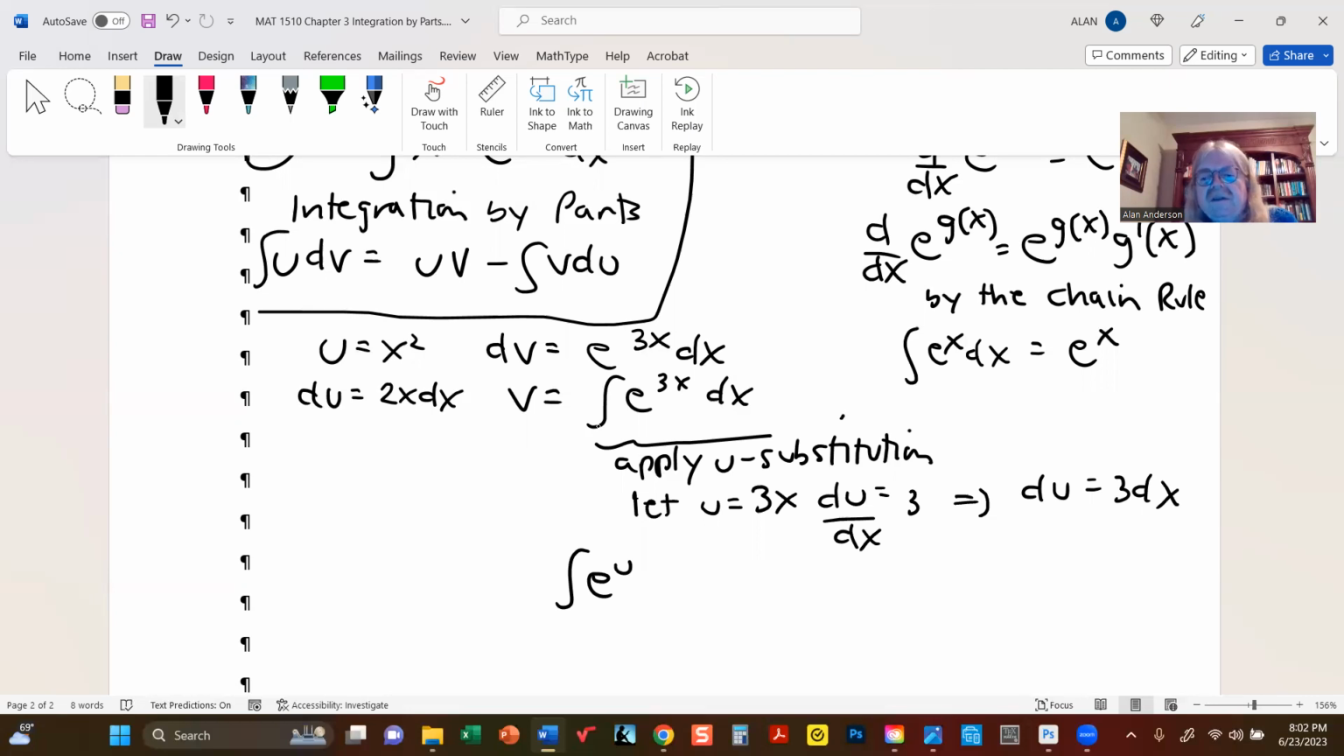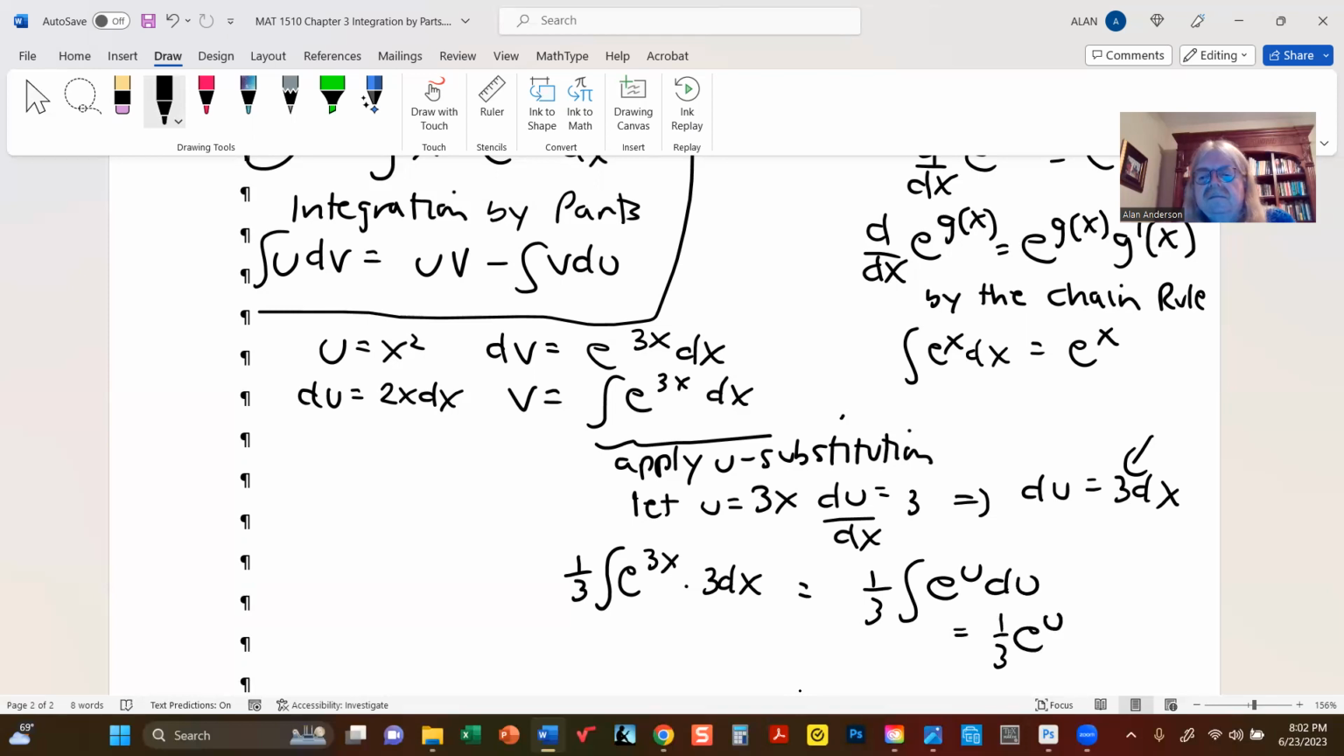Now, the problem here is that we don't have this 3. So I'll tell you what, before we start writing it out as e to the u, let's rewrite this. You notice what I'm doing: I'm supplying the 3, multiplying by 3, which means I have to multiply the outside by 1/3. Now we can rewrite this as e to the u du. Don't confuse these two u's with each other. This u applies just to this integral.